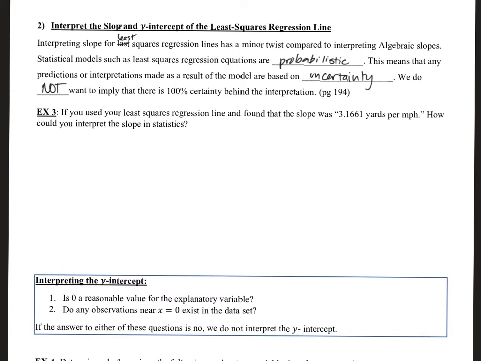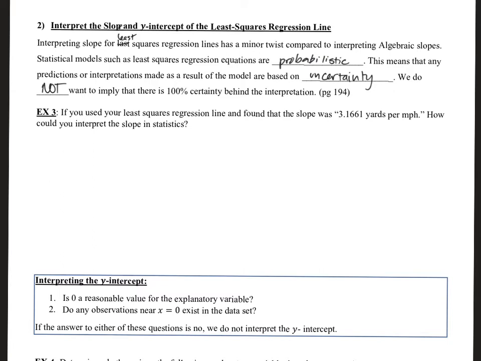So that's the thing with statistics and the least squares regression line. This is a probabilistic model. There's not 100% certainty that the line we draw will predict future results correctly. We could get close, but we're not 100% certain. So for example 3, if you used your least squares regression line and found that the slope was 3.1661 yards per mile per hour, how could you interpret the slope in statistics?